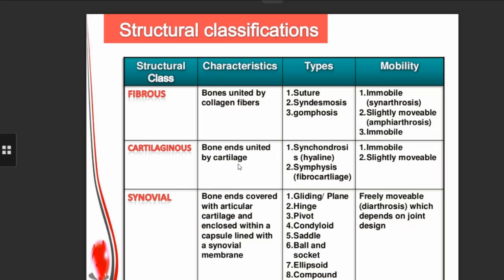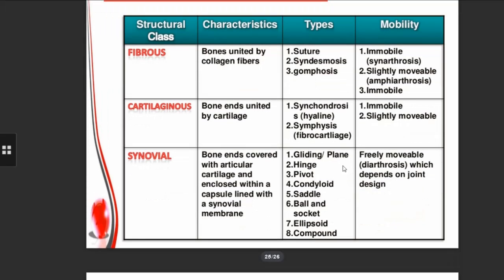Cartilaginous joints are bones united by cartilage. Two types of cartilaginous joints: synchondrosis, having hyaline cartilage, and symphysis, having fibrocartilage. They are slightly movable, meaning slight movement occurs in them. Synovial joints have eight types. First one, gliding and plane. Second, hinge, pivot, condyloid, saddle, ball and socket, ellipsoid, and compound. They are diarthrosis, meaning that their movement is free.